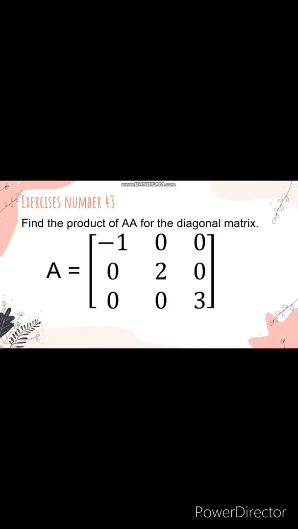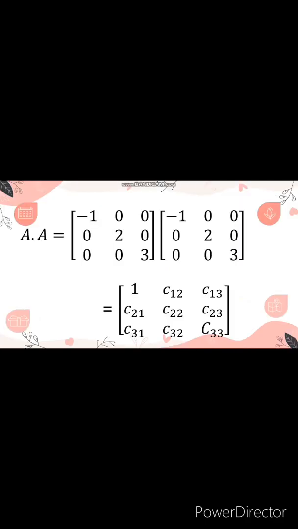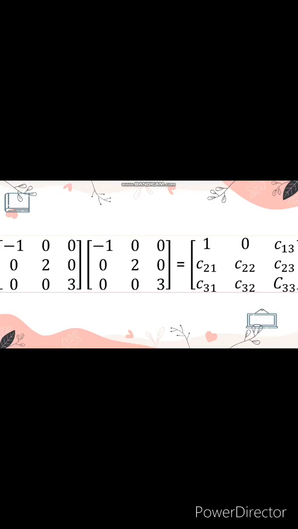In exercise number 43, let's find the product of AA for the diagonal matrix. These are the elements of matrix A. A multiplied by A. Let's first multiply the first row to the first column to get the value of C sub 1,1. C sub 1,1 is equal to negative 1 times negative 1 plus 0 times 0 plus 0 times 0, and we get the value of 1.